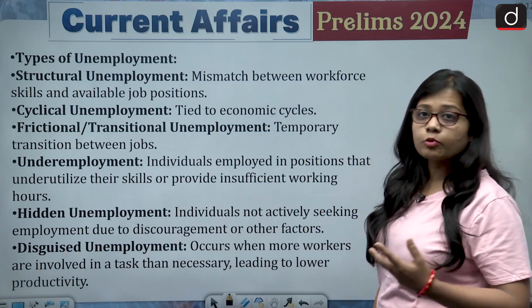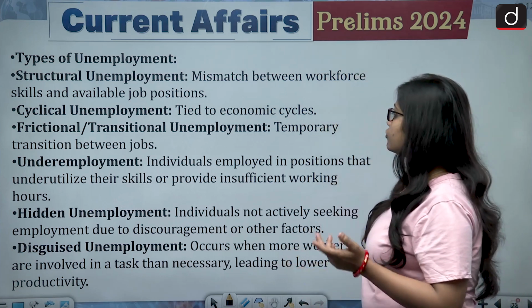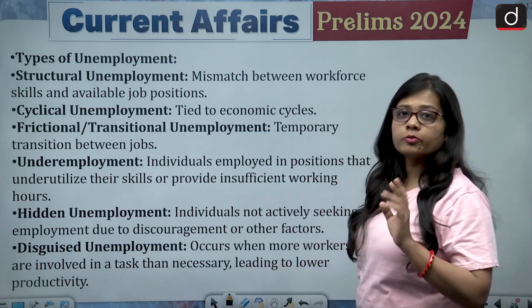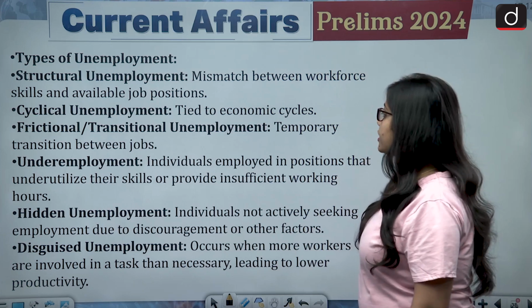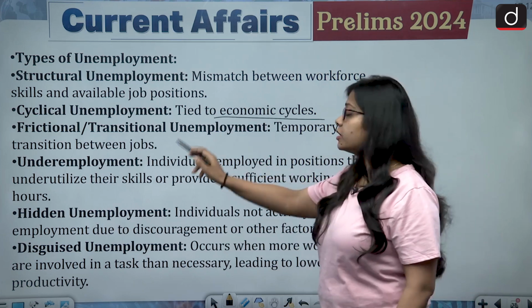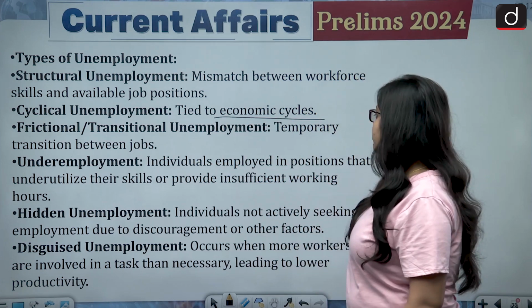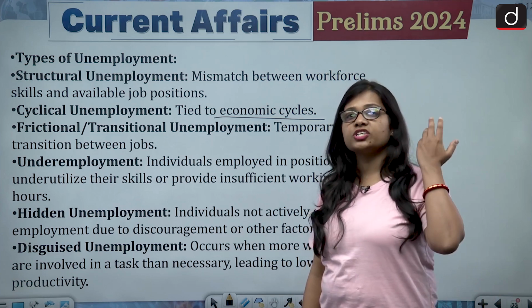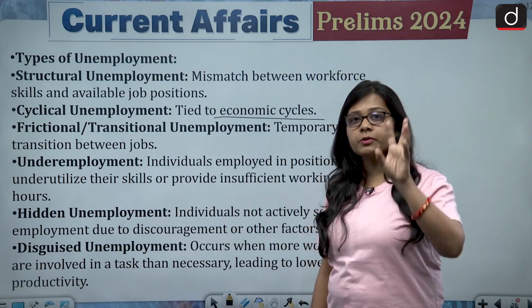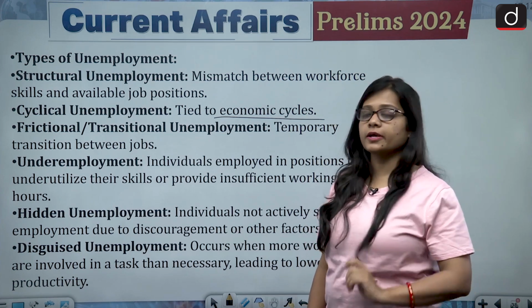Now types of unemployment. First, structural unemployment. It is a mismatch between workforce skill and available job position. One of the most basic problems of our market. Then cyclical unemployment. This is tied to the economic cycles throughout the year. Frictional or transitional unemployment. Temporary transition between jobs, like for example when a person changes his or her job, then in between for a month or for a few days the person is not working.